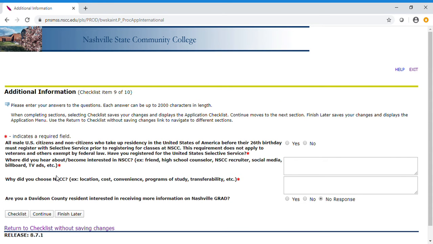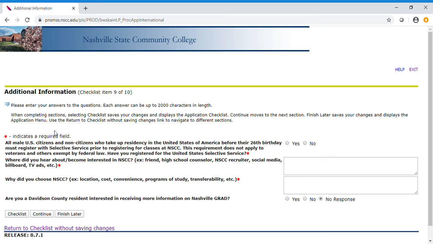Okay, right here. All male U.S. citizens and non-citizens who take up residency in the United States of America before their 26th birthday must register with the Selective Service prior to registering for classes at NSCC. This requirement does not apply to veterans and others exempt by federal law. So it's asking, have you registered for the United States Selective Service? The Selective Service is also known as the draft, the military draft.